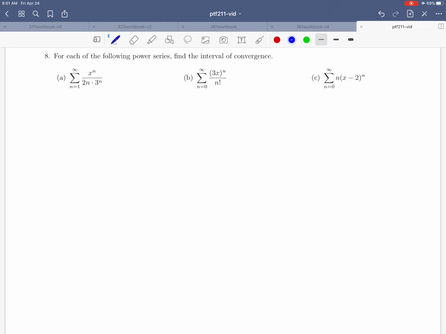Hello everybody, and welcome to Part C of Exercise 8. This is another example of determining the interval of convergence of a power series. Okay, and so we're going to start this off the same way that we did for 8 and B by using the ratio test.